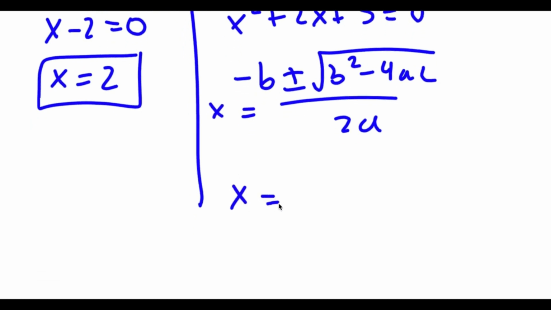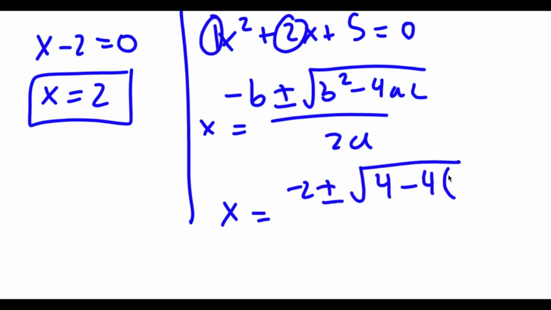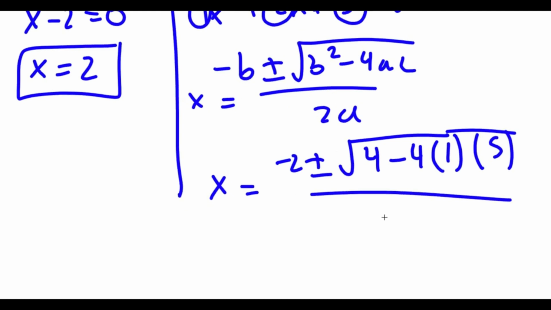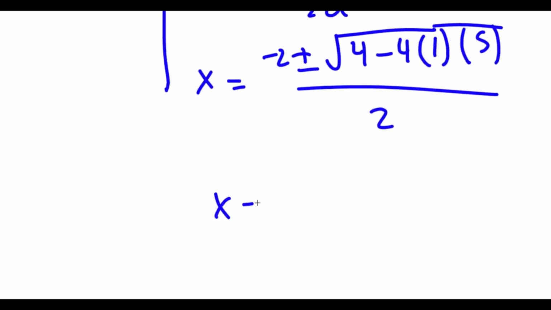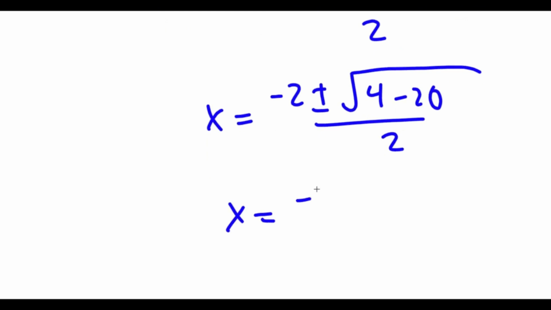So in this case, b is equal to 2, so I have negative 2 plus or minus the square root of 2 squared, which is 4, minus 4 times a, which is 1, times c, which is 5, all over 2a, so 2. Now this is the same thing as negative 2 plus or minus the square root of 4 minus 20 over 2, which is equal to negative 2 plus or minus the square root of negative 16 over 2.